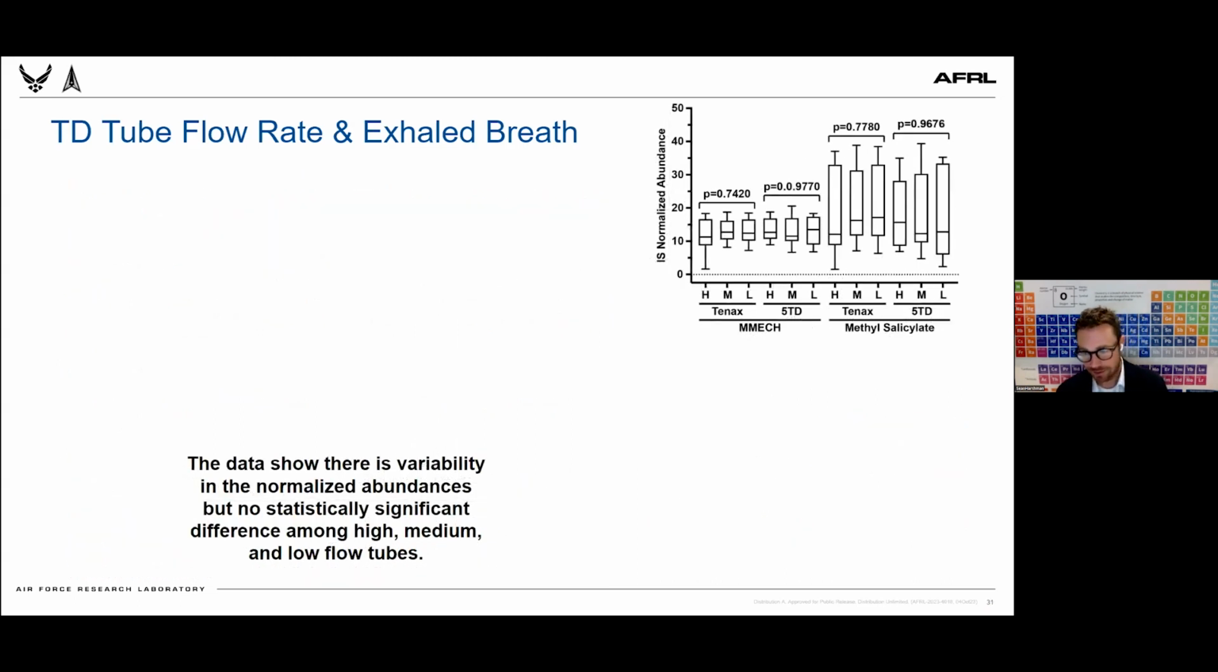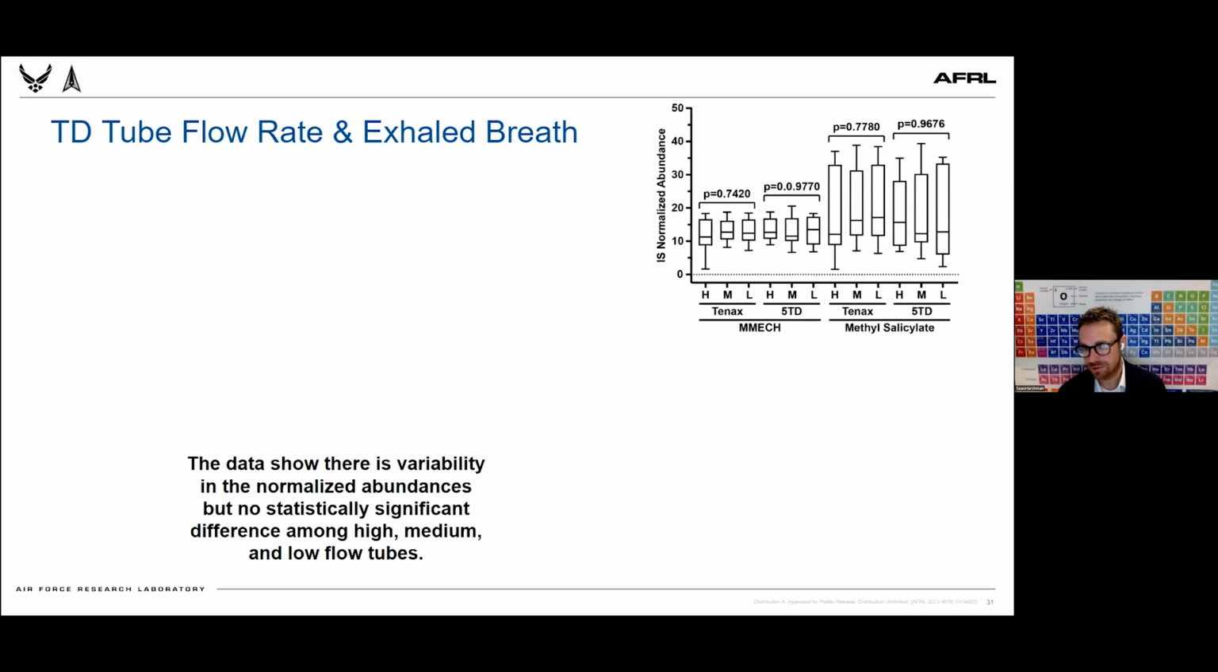The data show that there is variability in the abundances, but they're not statistically different. The top right shows the two mint compounds, and you can see there's some variability, especially with methyl salicylate.